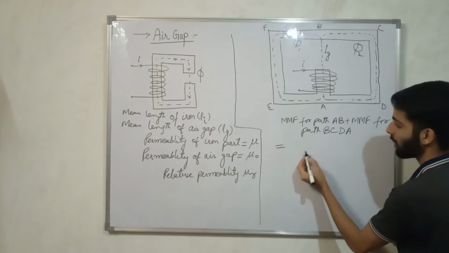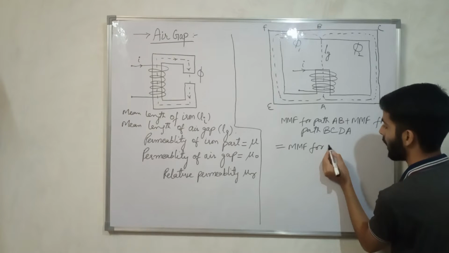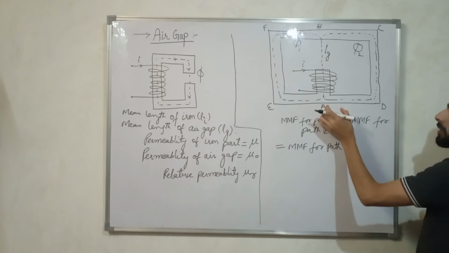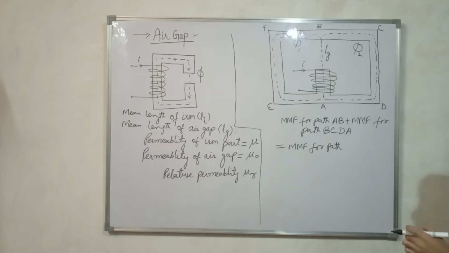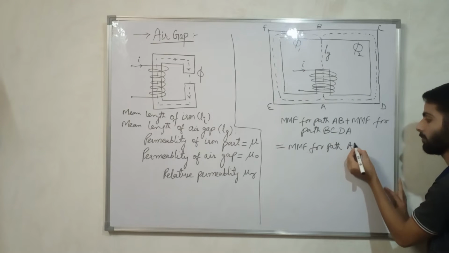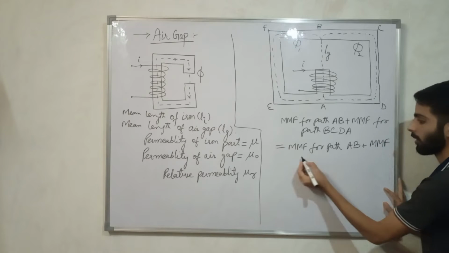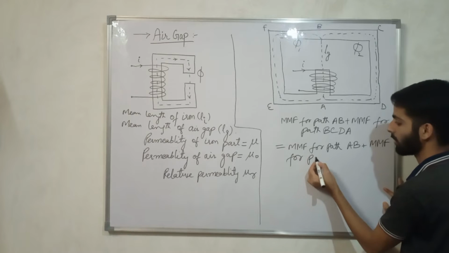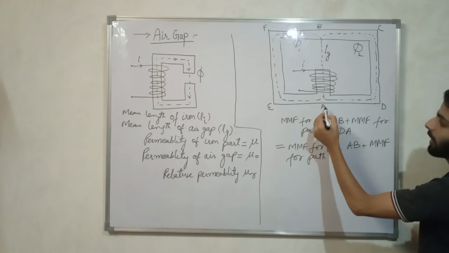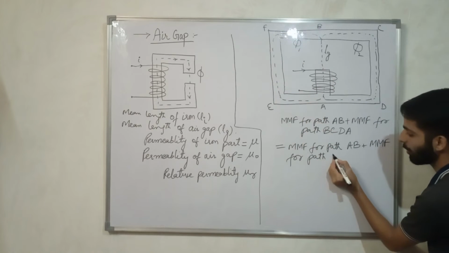This will be equal to mmf for path over again. What is common between those two? The path AB is common to both of those two sides of this frame. So mmf for path AB plus mmf for path, which path? ABFE.